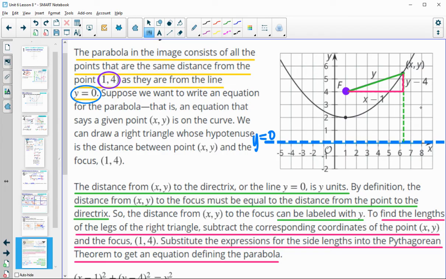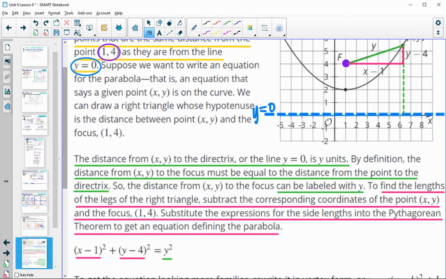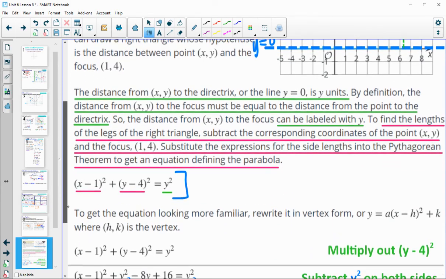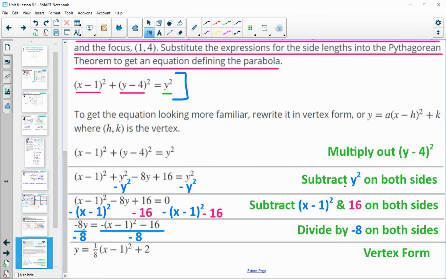So we know that this height is y, so this distance is y. Then we can figure out the lengths of these legs by subtracting the x's to get the width, subtracting the y's to get the height, and then doing Pythagorean theorem to get this equation. And then here are the steps to get it into vertex form. We're going to multiply out the y binomial. Then subtract the y squared to get it equal to 0.